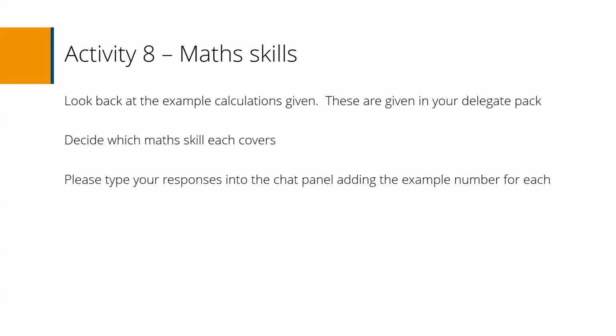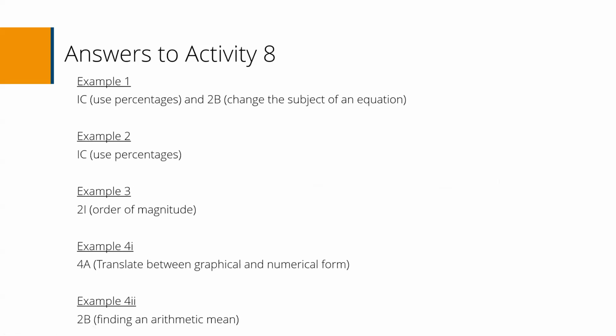Okay, you obviously find that a bit tricky. Let's move on and I'll tell you the answers. The first example uses percentages, which is skill 1C, and then 2B, which is rearranging an equation. Example two, just percentage change, so that's skill 1C. Example three is the magnification, which is probably what we describe as 2i, order of magnitude. It's not ideal, so sometimes it might be order of magnitude and rearranging an equation.